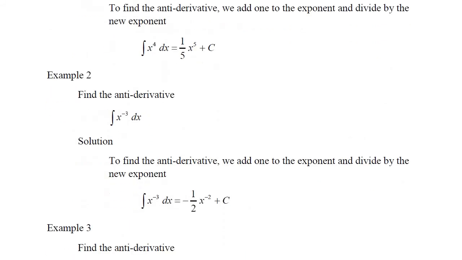Let's take a look at another example. Let's say I want to find the antiderivative of x to the negative 3rd power dx. To find the antiderivative here, we add 1 to the exponent, so negative 3 plus 1 gives me negative 2, and then I divide by the new exponent. So 1 divided by negative 2 gives me negative 1/2 times x to the negative 2 power plus c.